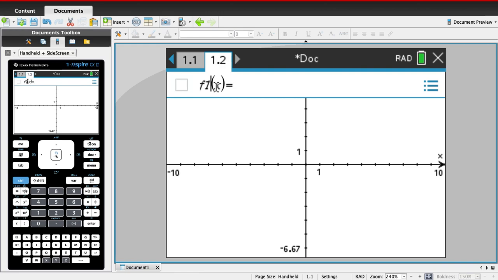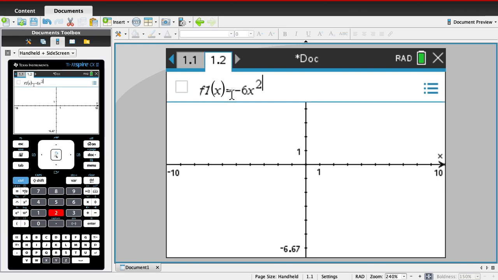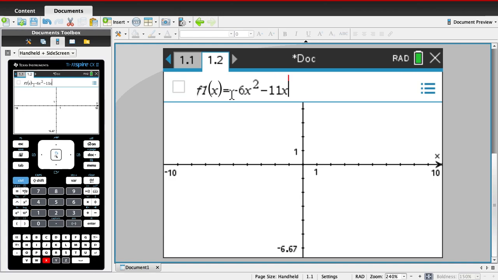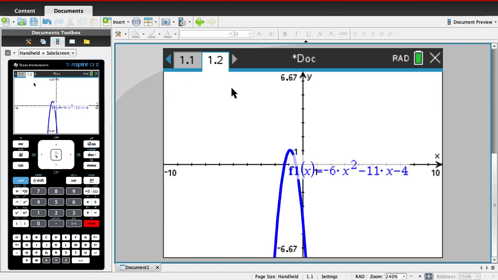So I'm going to call this F1. This will be my original one. I'll go back and start on problem number 1. Negative 6x to the power of 2 minus 11x minus 4. And look at that. That's what it looks like.